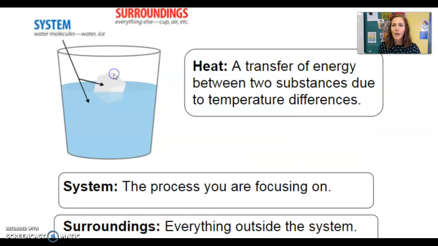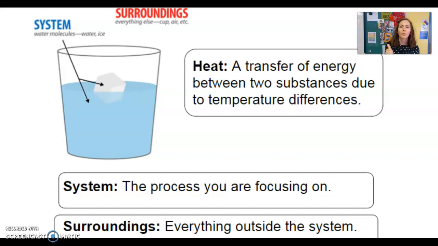So when we talk about heat, heat is the transfer of energy between 2 substances due to temperature differences. So the heat is that transfer of energy. And so when we talk about thermodynamics in this class, we're talking about 2 things. We're going to talk about the system and we're going to talk about the surroundings. The system is anything that you're focusing on. So it's the chemical reaction or process you're focusing on. And the surroundings are everything outside of the system.